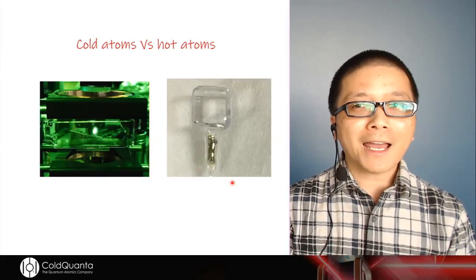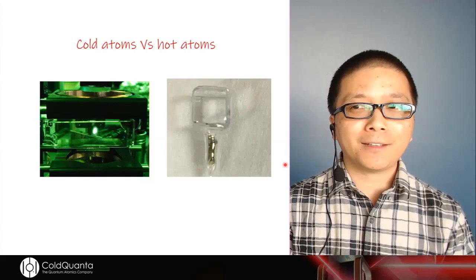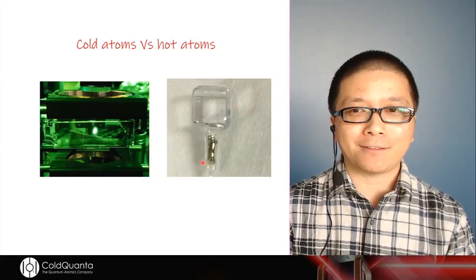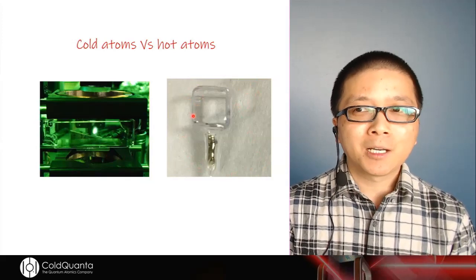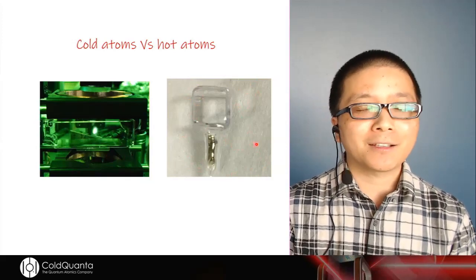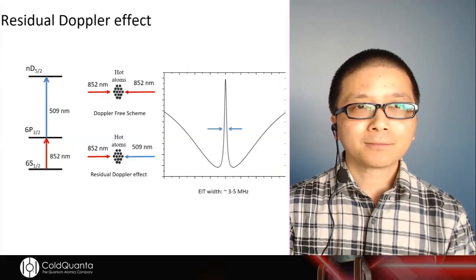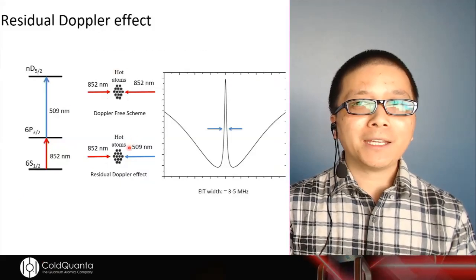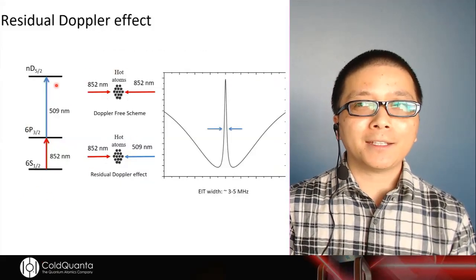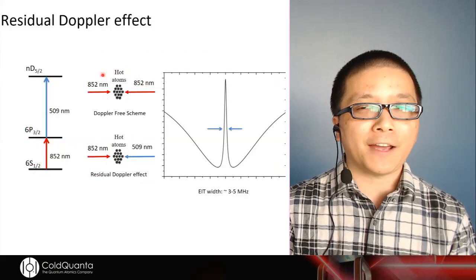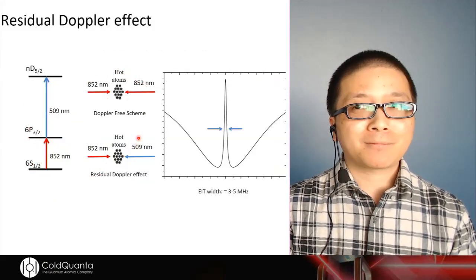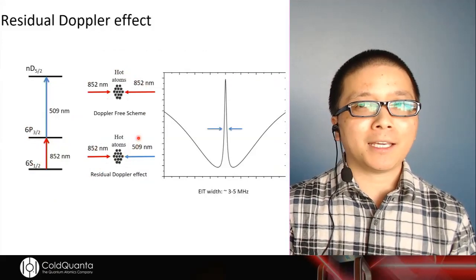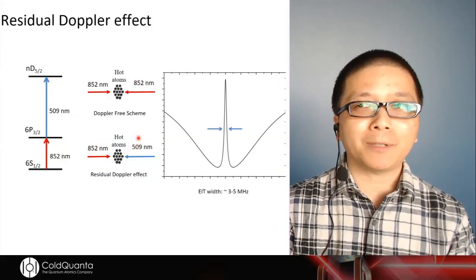For hot atoms, the atoms could be contained in a very simple glass cell like this. Hot atoms will save a lot of overhead, but there are fundamental limitations in terms of sensing. One of the main limitations is that the EIT is broadened by the residual Doppler effect. The EIT method uses a counterpropagating scheme, which is supposed to cancel the Doppler effect.